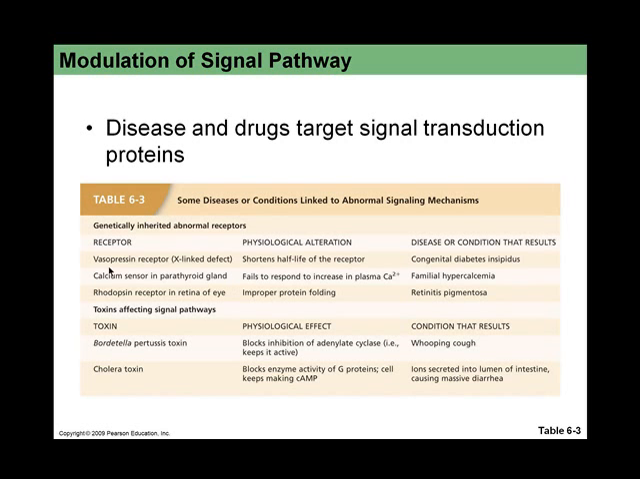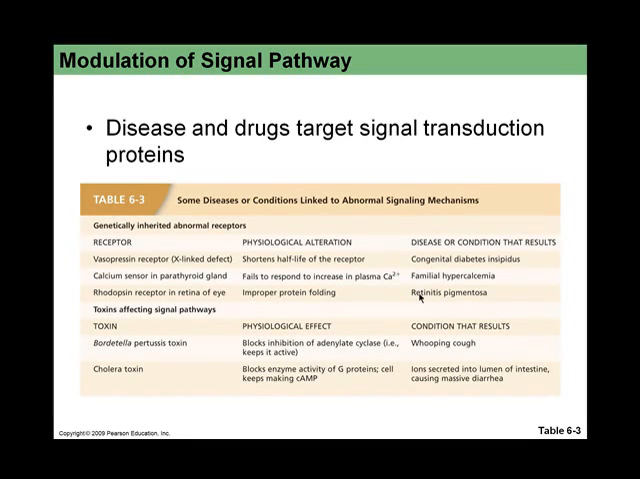So a calcium sensor in the parathyroid gland fails to respond to increases in plasma calcium. This is associated with familial hypercalcemia. Rhodopsin receptor in the retina of the eye, where there's an improper protein folding due to the genetic mutation or the altered DNA sequence in the gene.